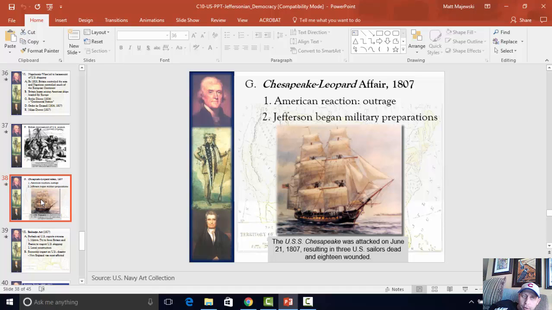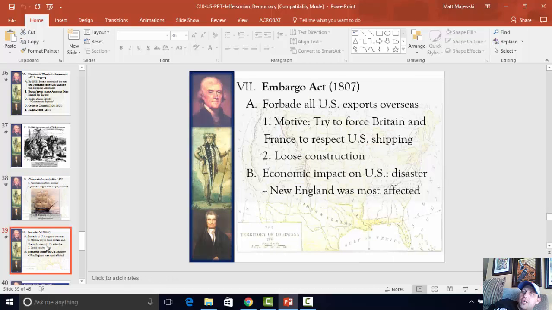Jefferson begins military preparations. All right, so we're actively on the verge now of war with England because of the harassment, because of the impressment, because of the Chesapeake Leopard affair, which caused a little bit of anti-British hysteria to pop up, just like the XYZ affair had caused anti-French hysteria to pop up in the past. So Jefferson's response to try to avoid war is this.